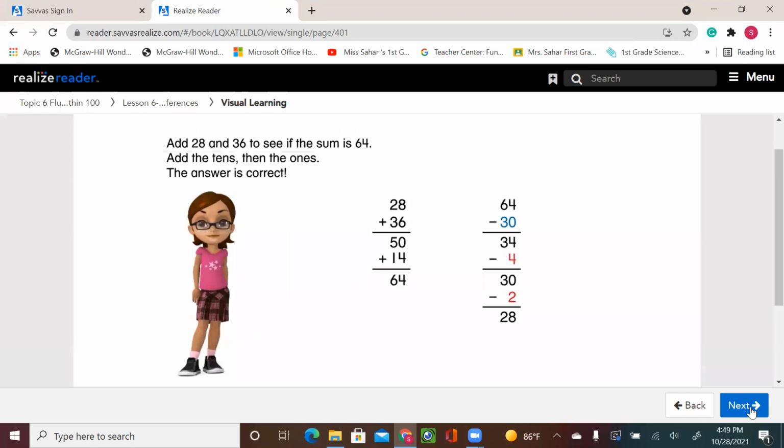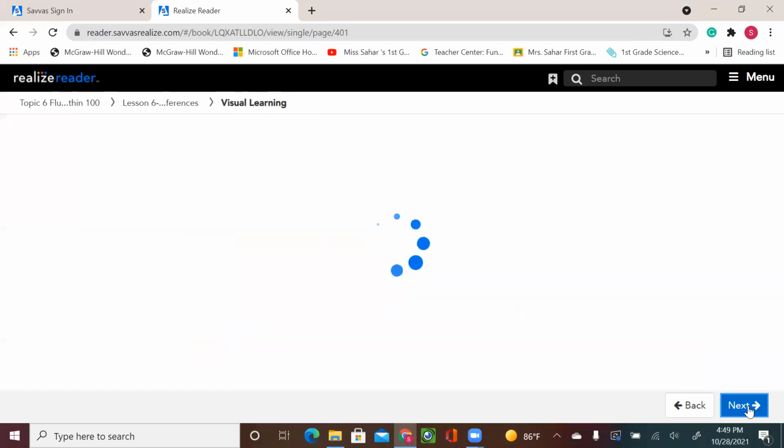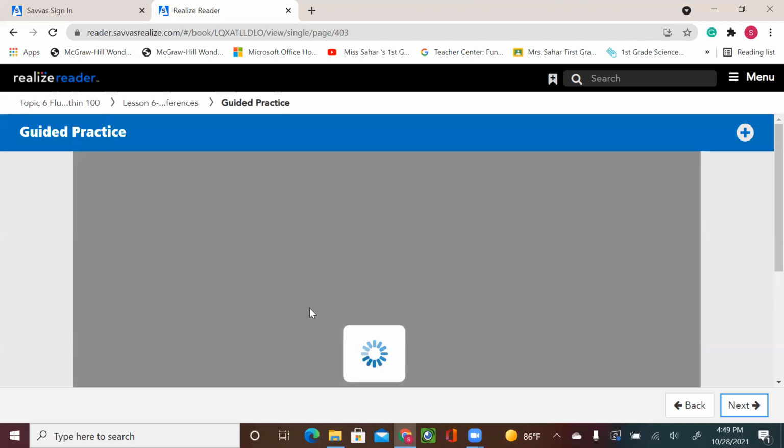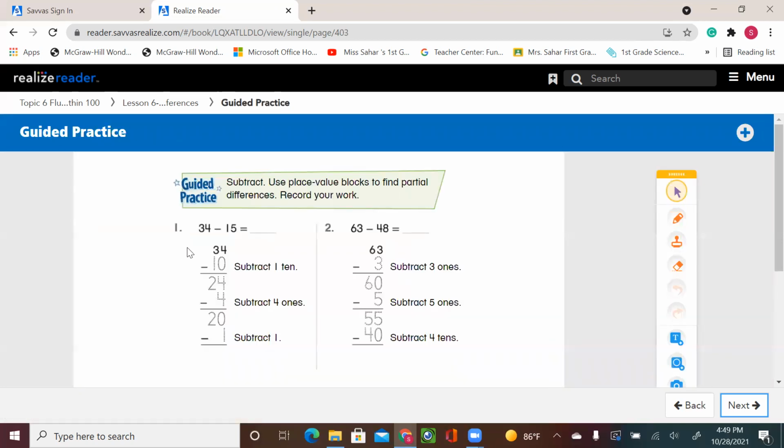All right. So let's see our guided practice. That's more examples, so we make sure that we understand the concept. In your book, page 246, 34 minus 15. So we're looking at the tens. Use place value blocks to find the partial difference and record your work. So this is more than one step.